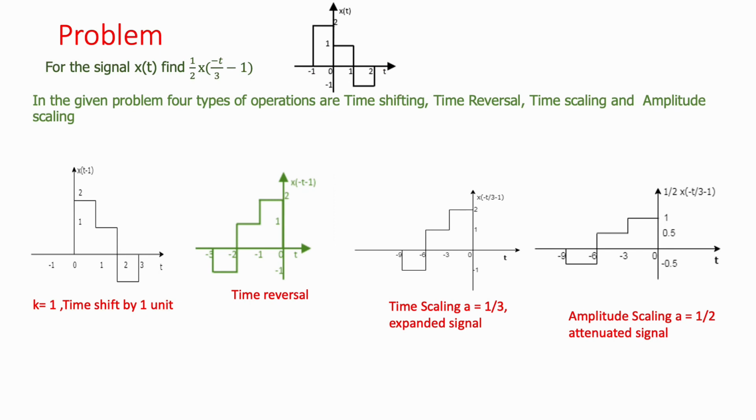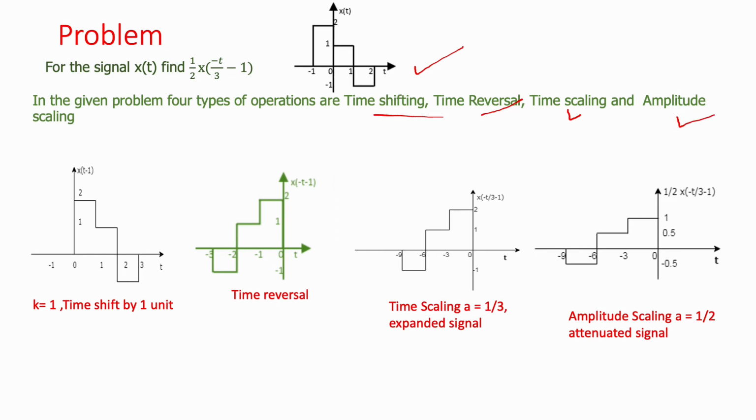Now we can see a simple example combining all three operations. For the signal x of t, the signal is given here. Find 1 by 2 x of minus t by 3 minus 1. So in the given problem, 4 types of operations are involved. First one, time shifting. Second one, time reversal. Third one, time scaling. The fourth one is amplitude scaling.